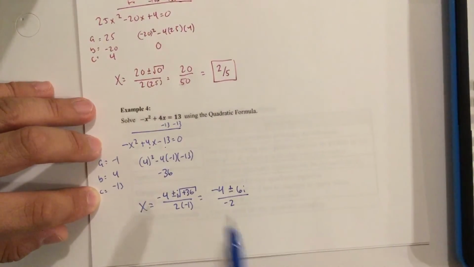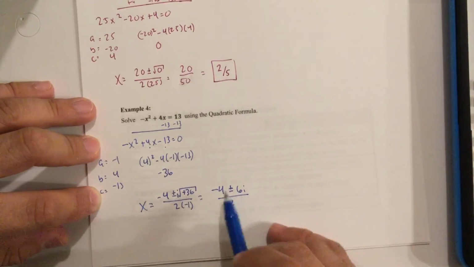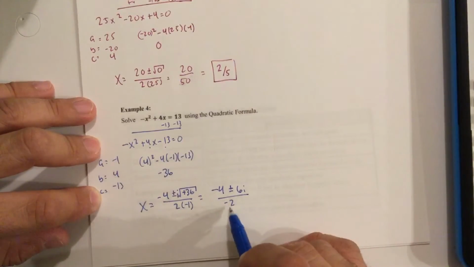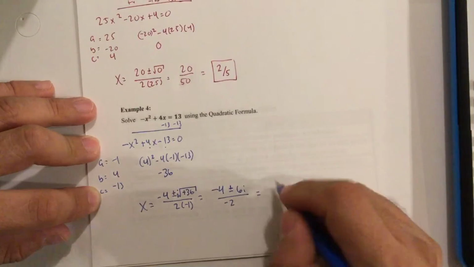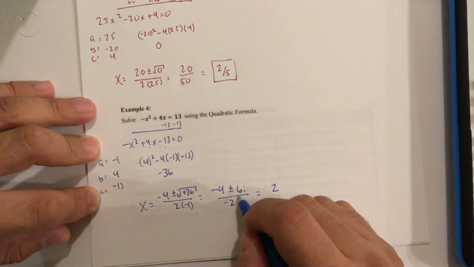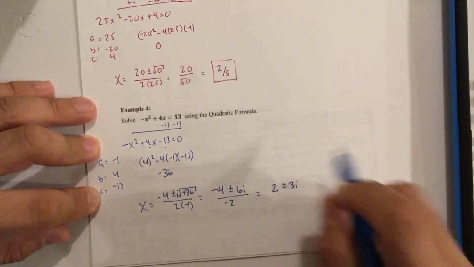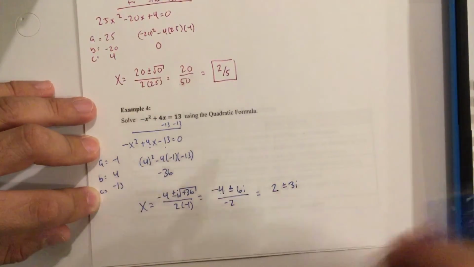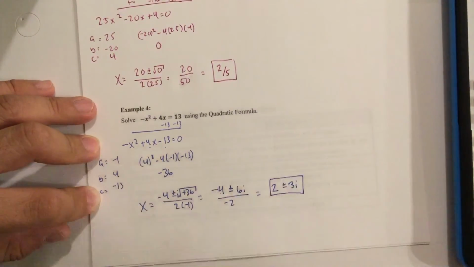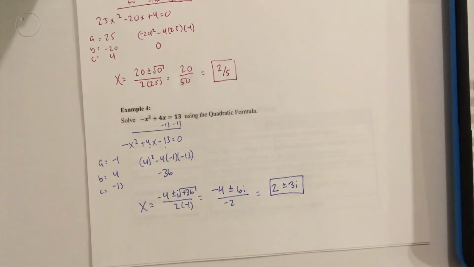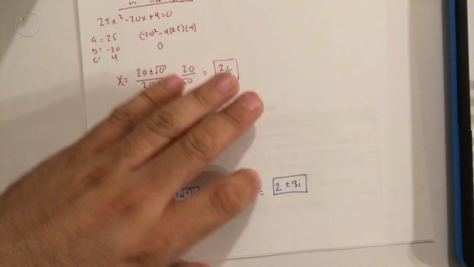Now, when we look at this here, we can see that these three terms are all divisible by 2. But we want the bottom number to be positive if possible, so we're going to divide everything by negative 2. So negative 2 goes into negative 4 twice. Negative 2 goes into 6i 3 times. So it's going to be plus or minus 3i. And negative 2 goes into negative 2 once, so we don't really need to put divided by 1 unless you want to. There you go. 2 imaginary solutions. 2 plus 3i, 2 minus 3i.